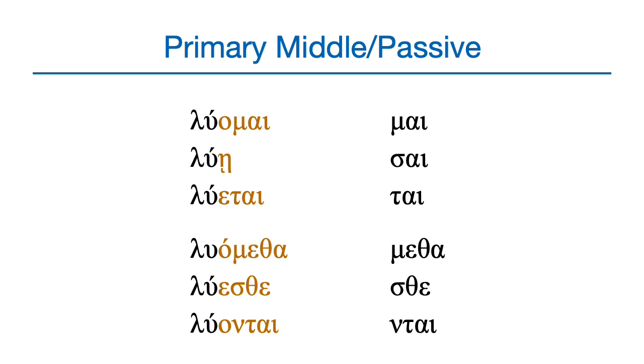So it should be λυεσαι, but the epsilon is followed by a sigma. The sigma drops. The epsilon contracts with the alpha to form eta. The iota subscripts. That is that. I hope you got it.